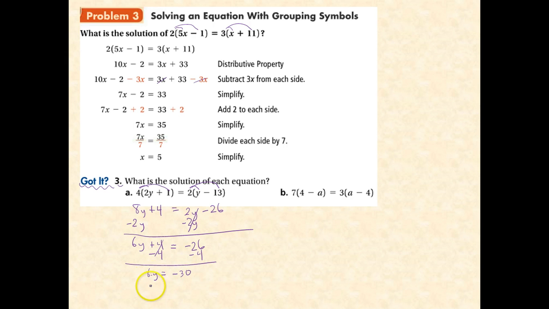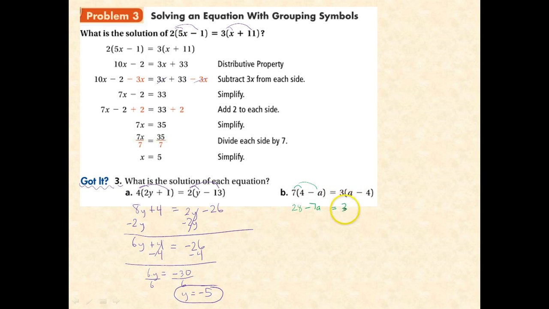The opposite of multiplying by 6 is dividing by 6, so I'm going to divide both sides by 6, and I get y equals negative 5. For b, distribute the 7. 7 times 4 is 28. Minus 7 times a is 7a.